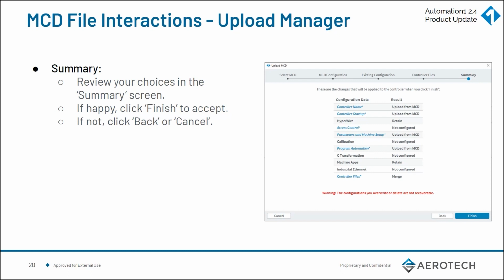You see the summary screen. You can choose to either finish and complete this configuration of your controller. You can go backwards and change things, or you can just cancel and back out of this completely. But what you can't do is recover the changes once you click finish. So make sure you're sure of what you're doing and then complete this task, and you'll be able to move forward with your new controller configuration. This makes all of the flexibility of the MCD file accessible to you, the user of Automation1.